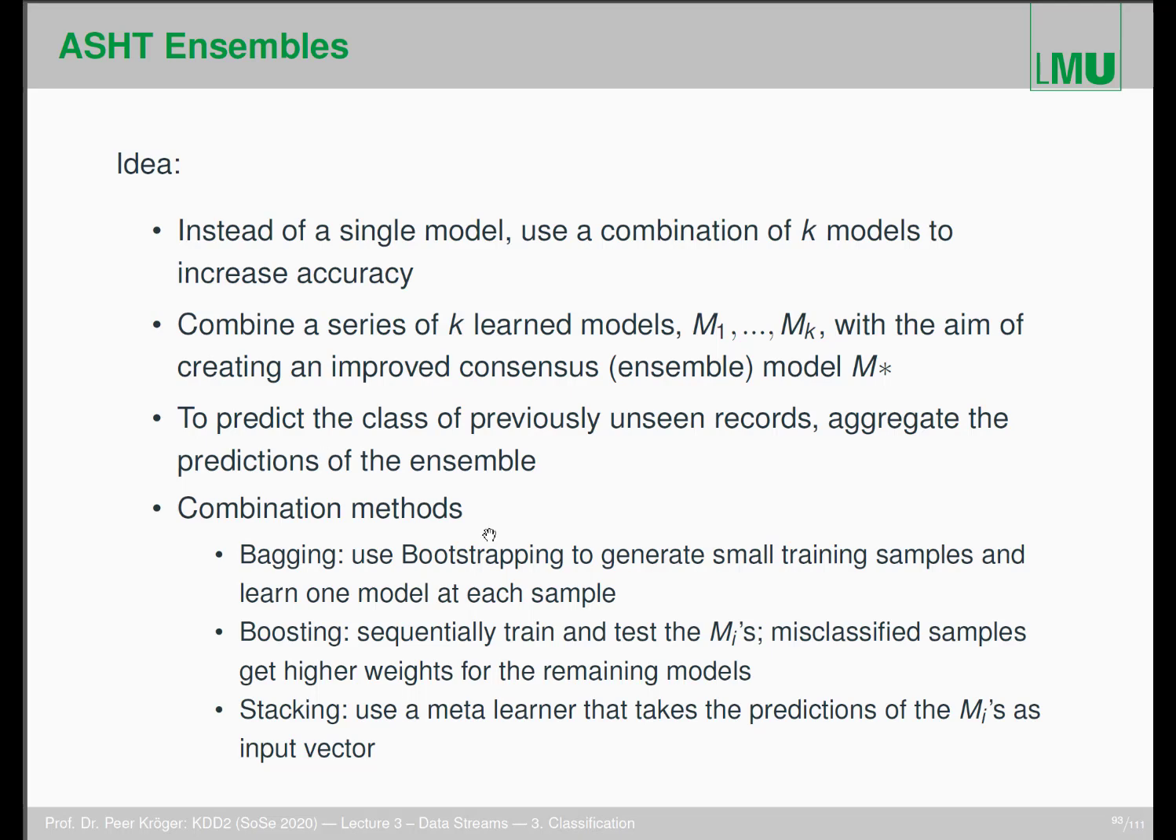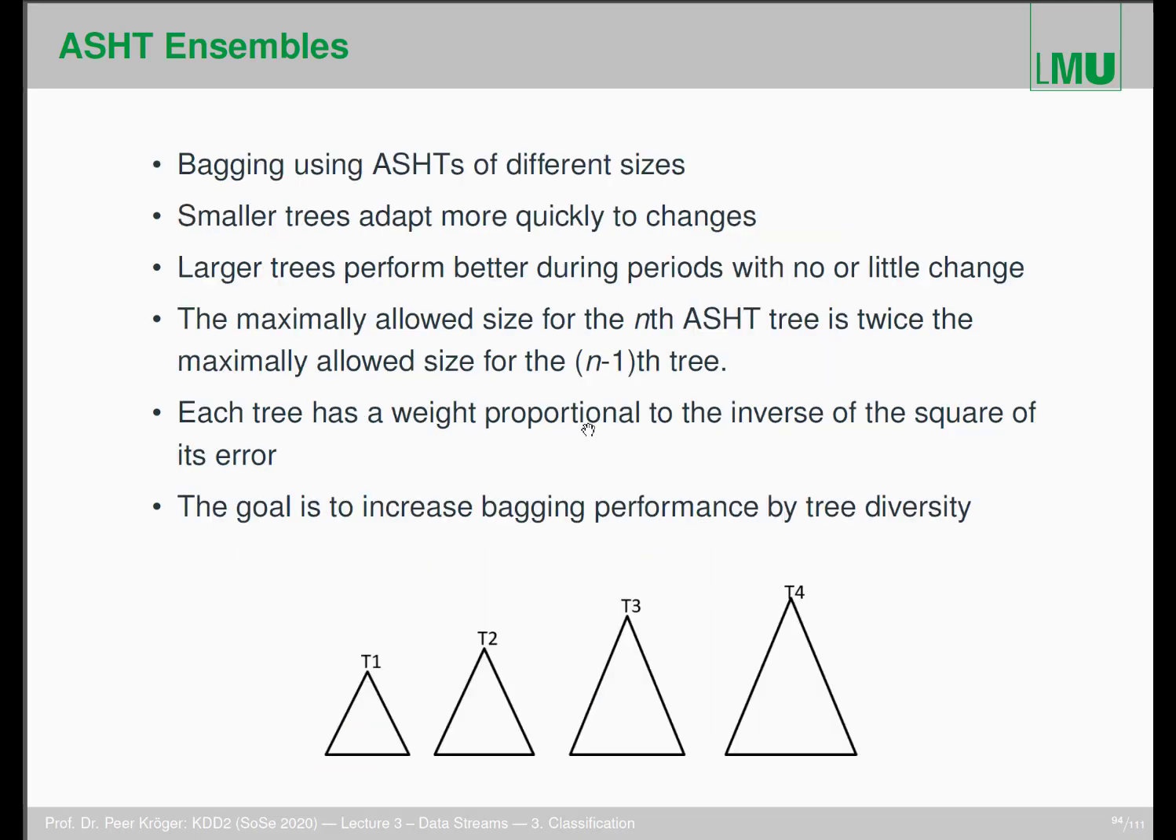And there are different combination methods, as you may recall from ensembles. So we have bagging, boosting, and stacking. Typically, for the Höfting tree ensembles, people use bagging. So you use bootstrap aggregation to generate small training samples, and then learn one model for each sample, a training subset, so to say. The bagging uses different sizes of training set. So you have smaller trees which adapt more quickly to changes, but you also have larger trees that perform better during periods with no or little changes.